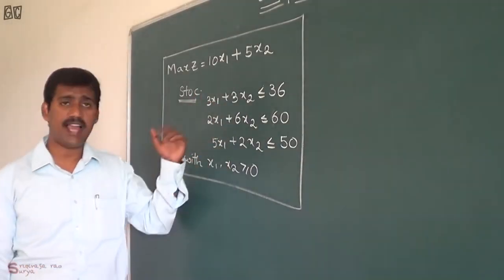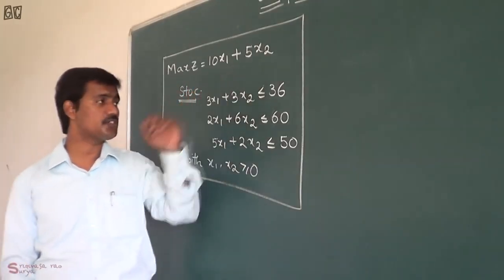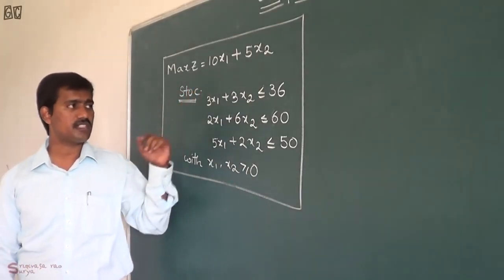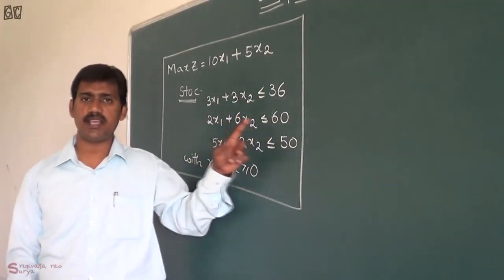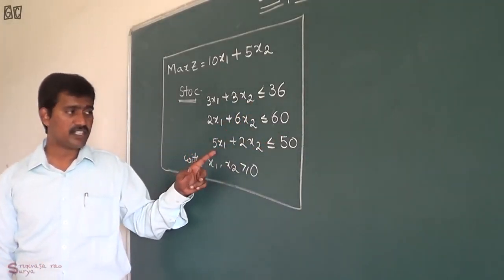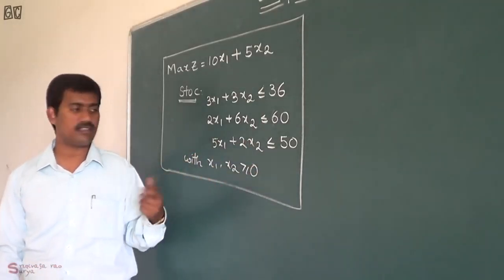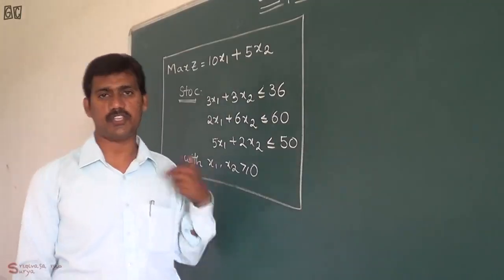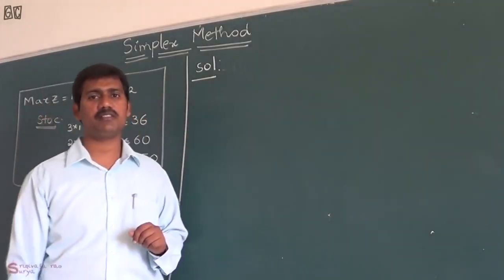So we have an LPP problem: maximize z = 10x1 + 5x2, subject to the constraints 3x1 + 3x2 ≤ 36, 2x1 + 6x2 ≤ 60, and 5x1 + 2x2 ≤ 50, with the non-negativity constraints x1, x2 ≥ 0. Okay guys, we are going to solve this problem using the simplex method.